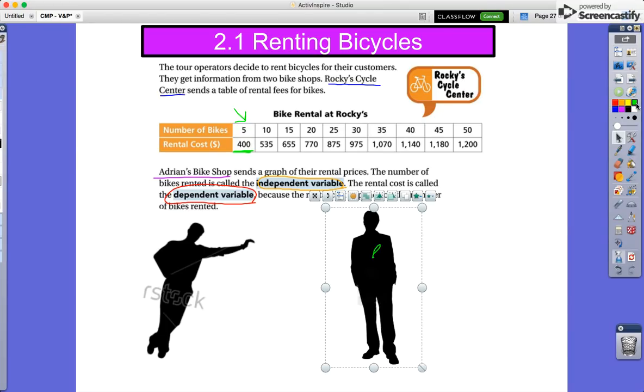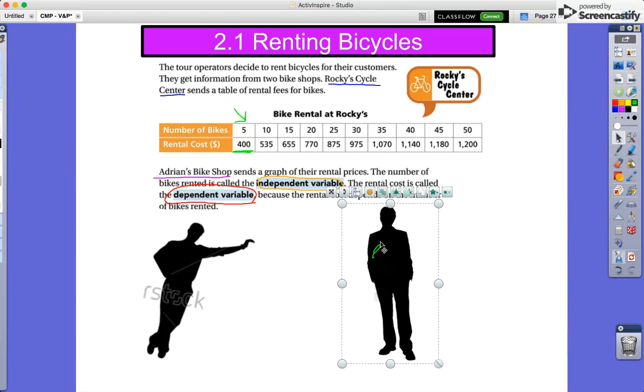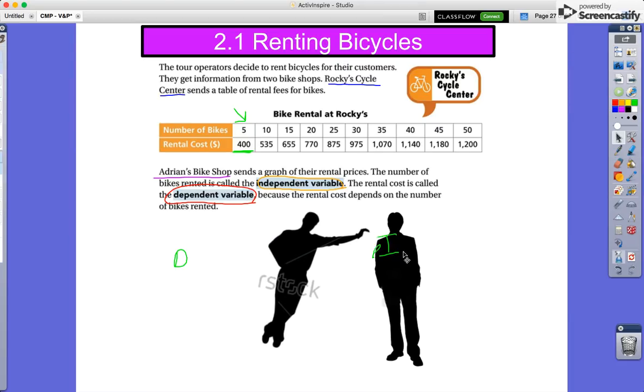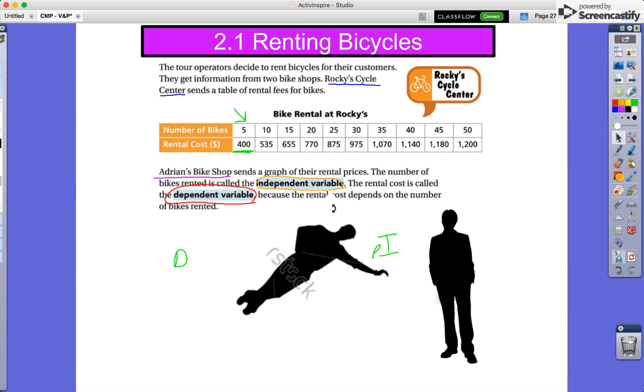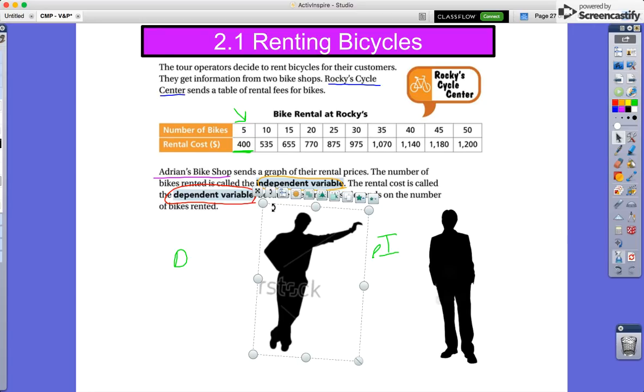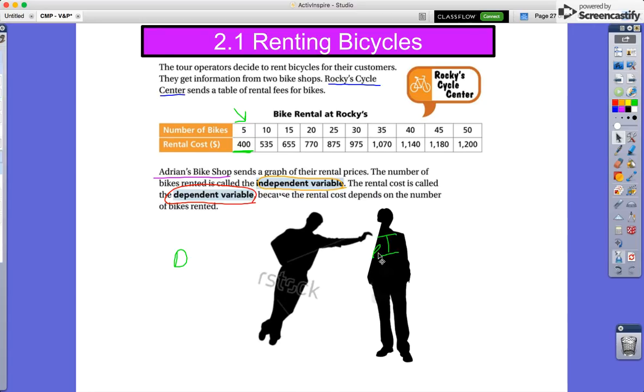Okay, so this person is independent, and this person is dependent. Again, this person is dependent because if they were to be leaning up against the independent person and they move, this person would fall. So they are depending on the other person. Okay? So now we are going to use this information to help us with our classwork today.